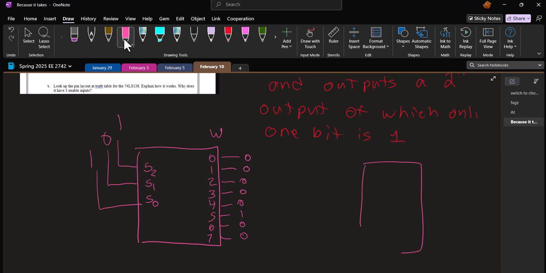So let's say my input is, I have S2, S1, S0, and outputs 0, 1, 2, 3, 4, 5, 6, 7. I'm calling that W. I don't know what the data sheet calls it. Let's say my input is 0, 1, 0. What's my output going to be? Yep.